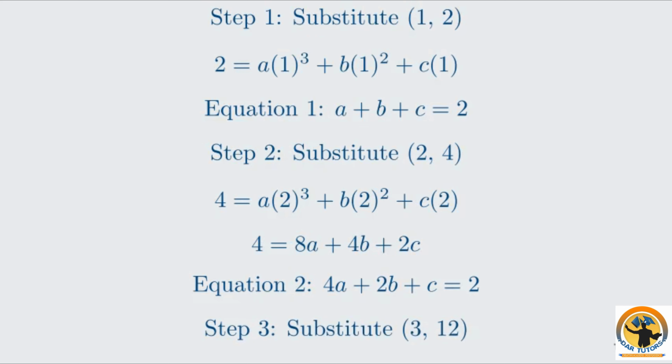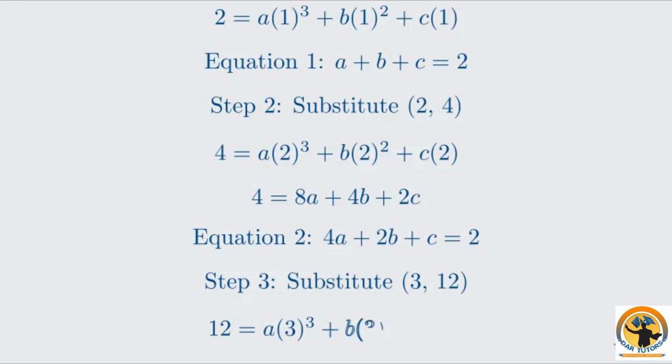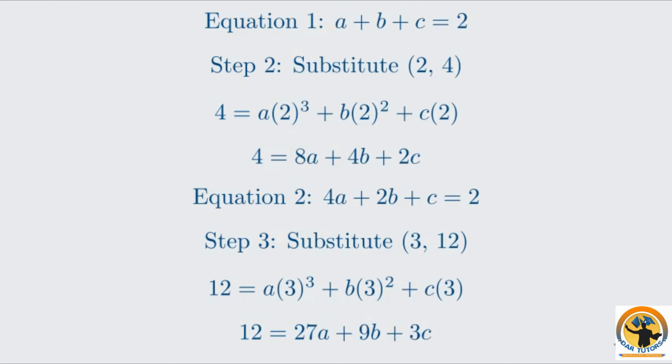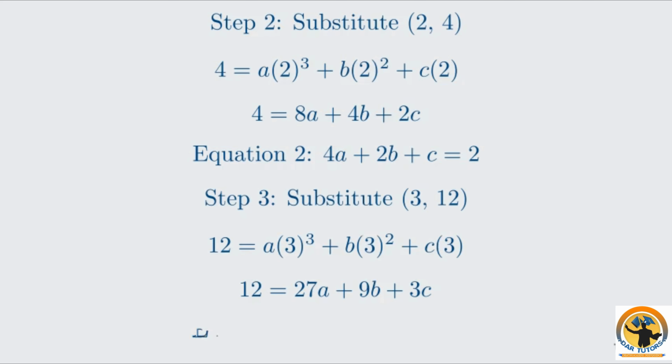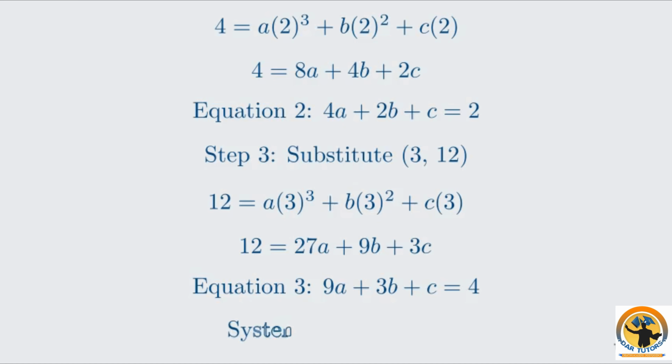Finally, substitute the point (3, 12). This gives our third and final equation: 27a + 9b + 3c = 12. Again, we can simplify by dividing by 3 to get 9a + 3b + c = 4. So we have a system of three linear equations.